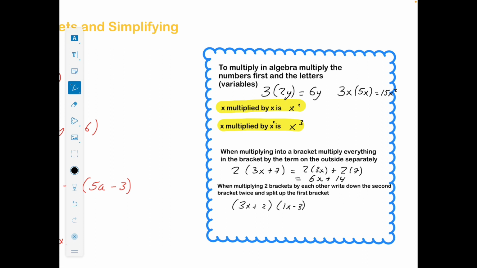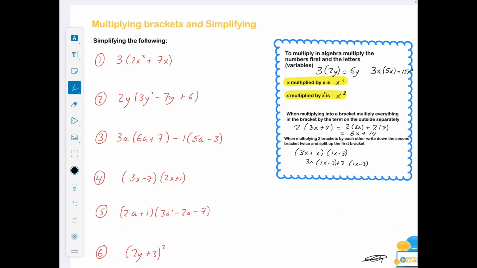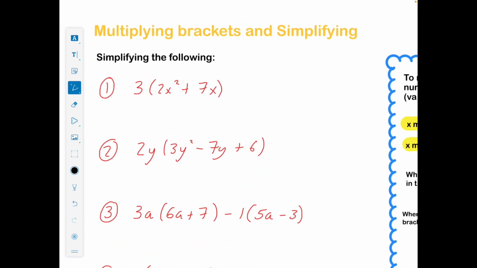And then when multiplying two brackets by each other, write down the second bracket twice and split up the first bracket. So a quick example there would be 3x plus 2 and 1x minus 3. So what we're going to do, we're going to write down the second bracket twice and split up the first bracket, and then you'd multiply it out from there. Now we'll see some examples of those in a second. So they're your key rules. They're the bits you kind of need to learn. Now we'll put that to practice.